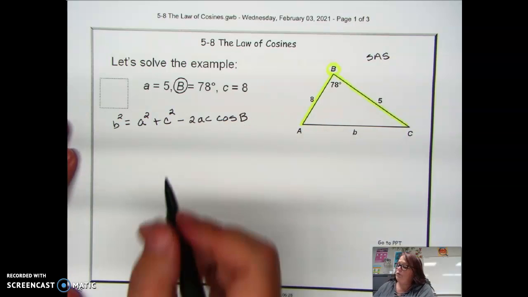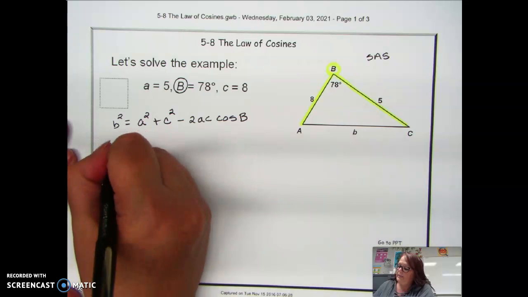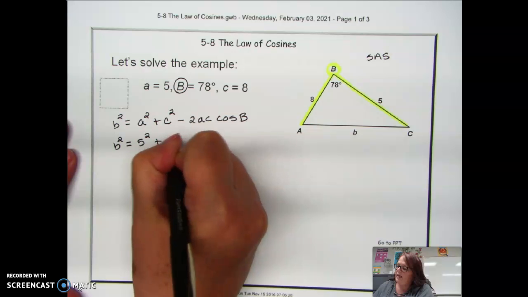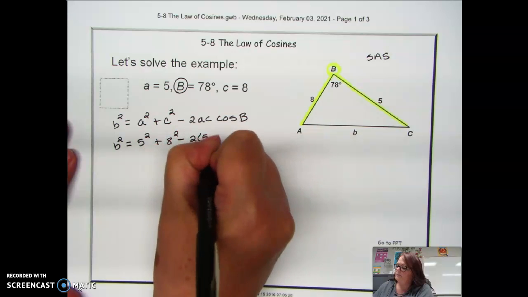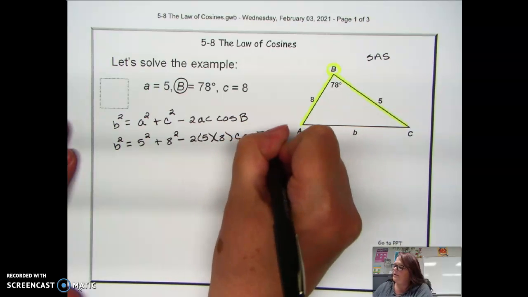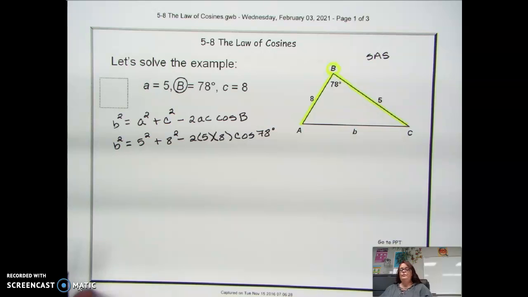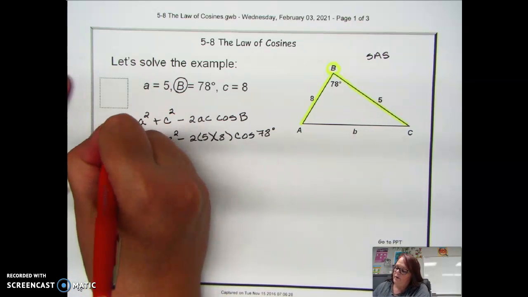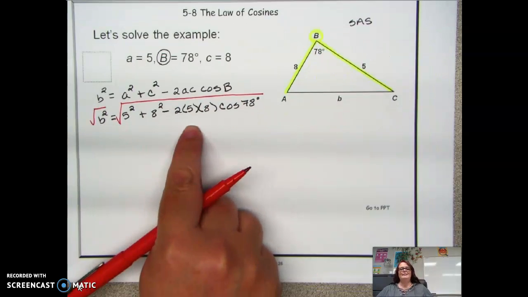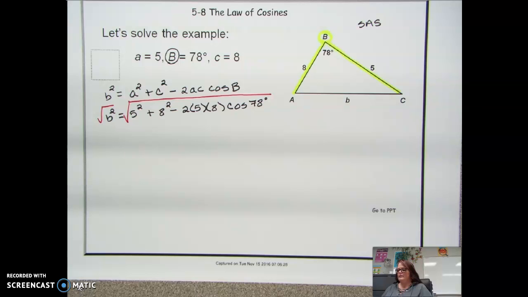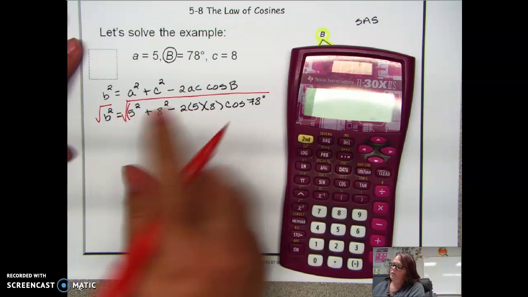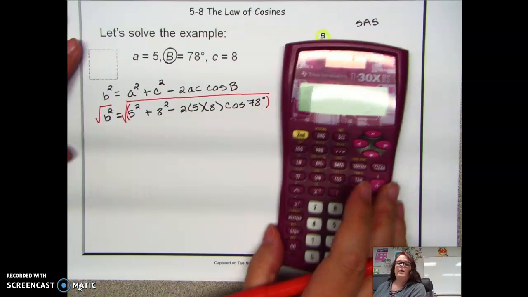So then we're going to substitute what we know. I don't know b. I know that a is 5. I know that c is 8. And I know that big B is 78 degrees. The beautiful thing is, if I go ahead and take the square root right now, then I won't be approximating anything. I would just plug everything I see into my calculator. My calculator is going to give me a parenthesis here, so I'm going to make sure to close the parenthesis as well.